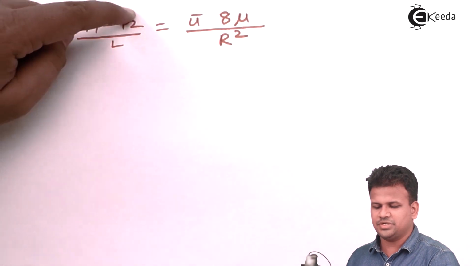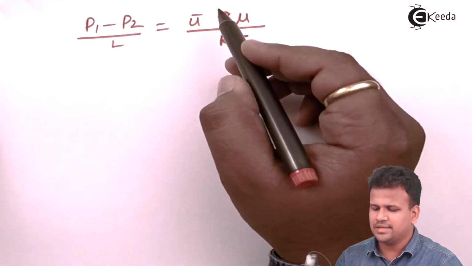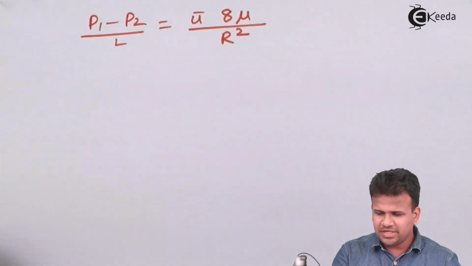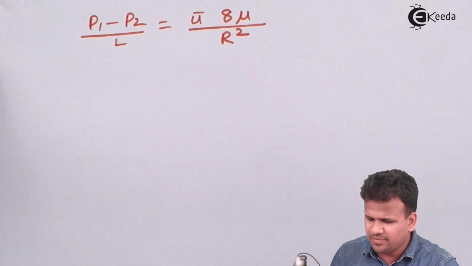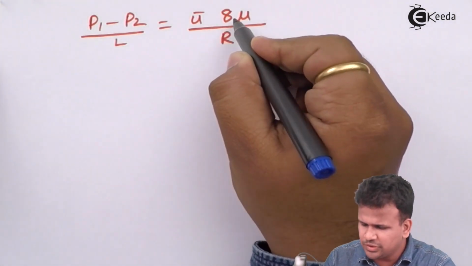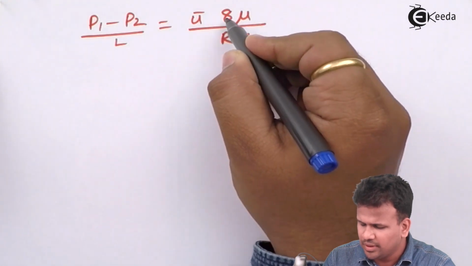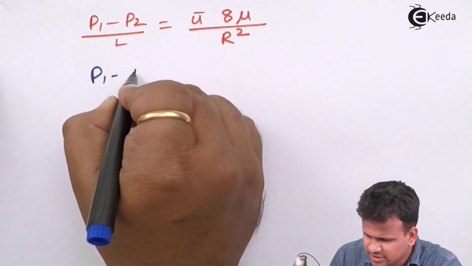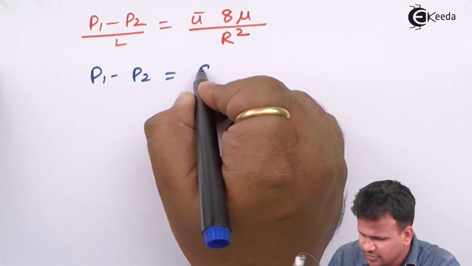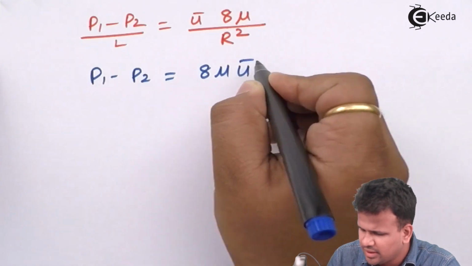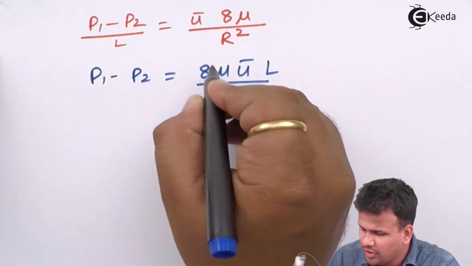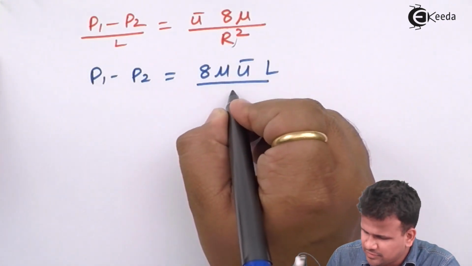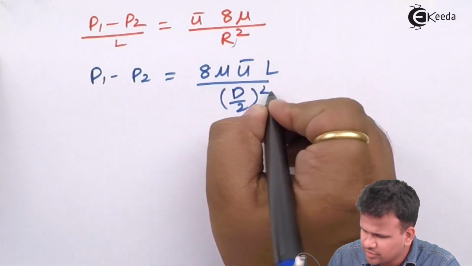So this is the change in pressure over that entire length, that is 8 mu U bar upon R square. So the pressure drop over a given length is (P1 minus P2) upon L equals 8 mu U bar upon R square. So the drop in pressure P1 minus P2 can be written as 8 mu into U bar into L upon this radius, which can be converted in terms of diameter.